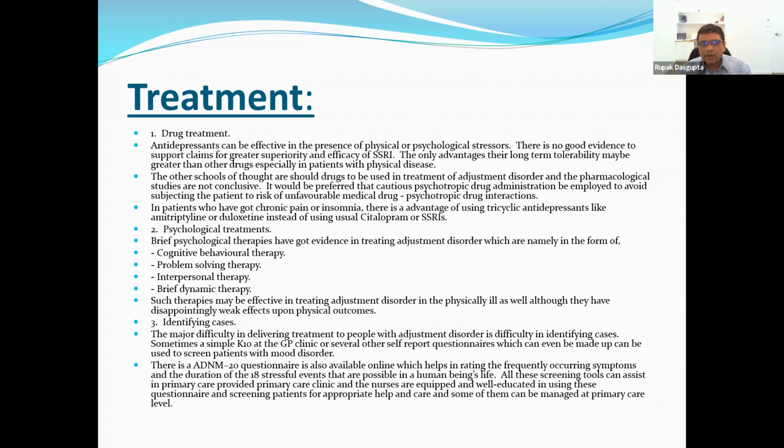If the cause of the adjustment disorder is chronic pain and insomnia, I would not think about an SSRI. I would use one of these two medications. They are much more effective and much more beneficial: amitriptyline for sleep and pain, and duloxetine for straightforward pain problems.